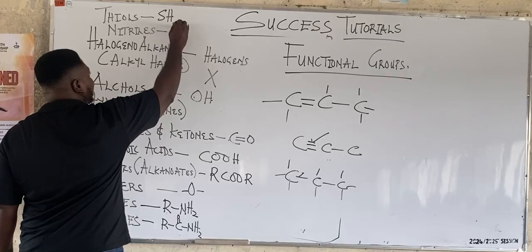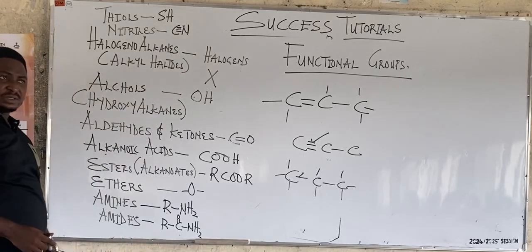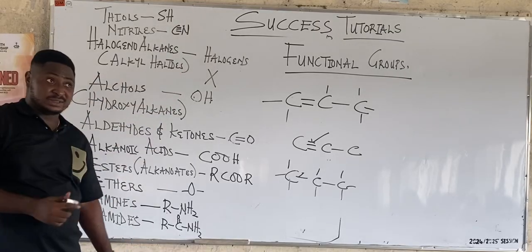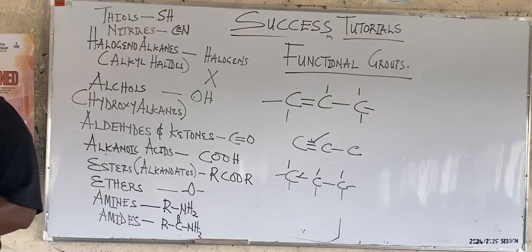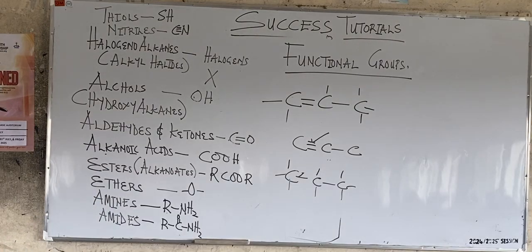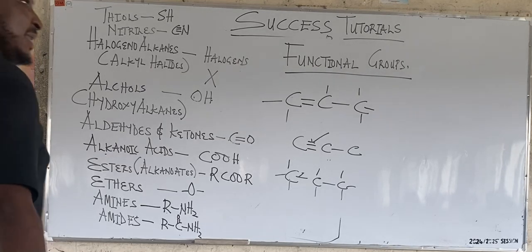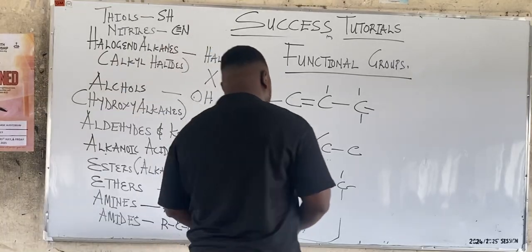This is the key functional group, yes. Carbon triple bonded with nitrogen. Carbon triple bonded with what? Nitrogen. That's the key functional group in nitriles. Now class, I haven't introduced them all, let us now forge ahead.